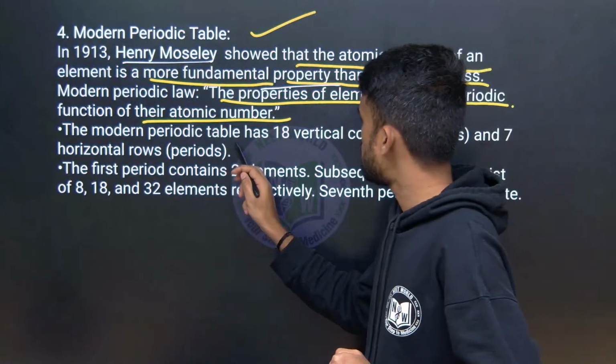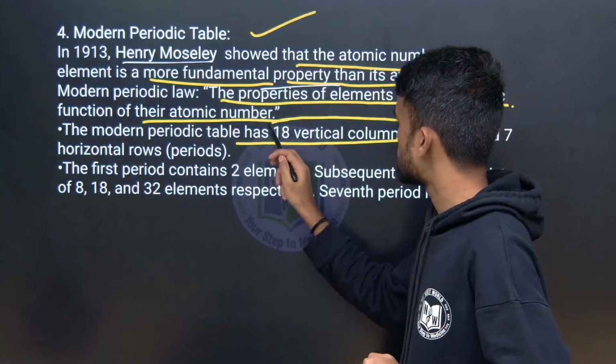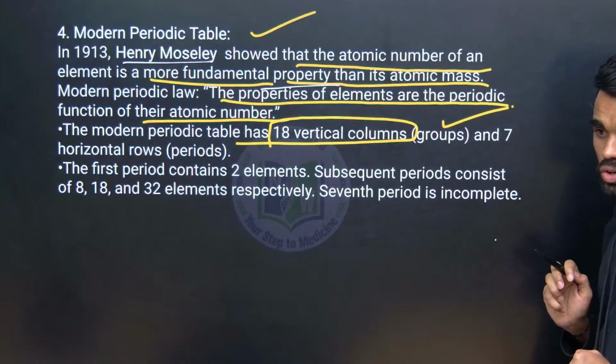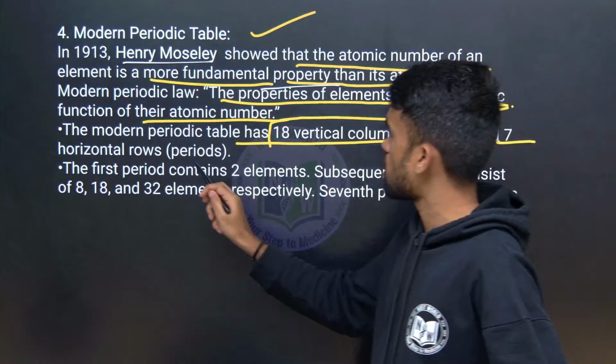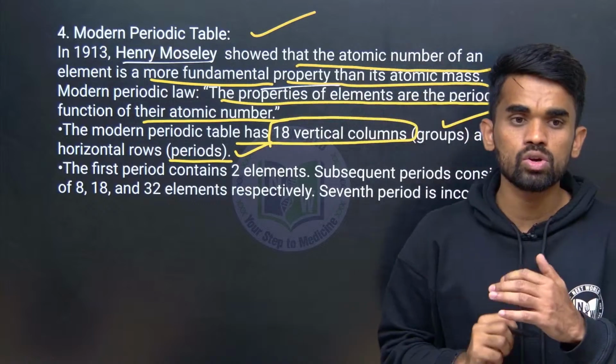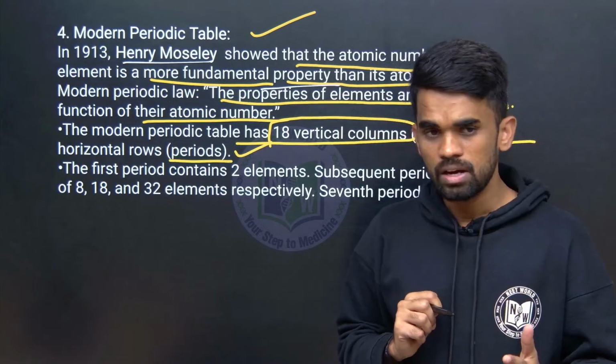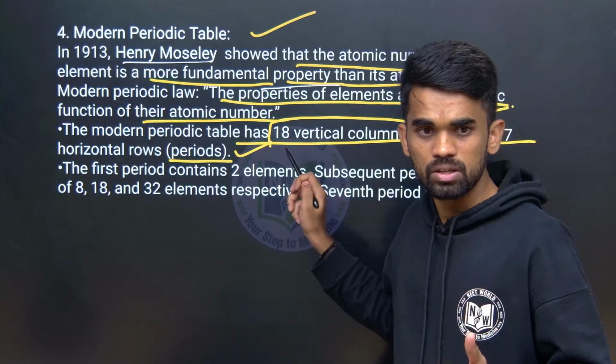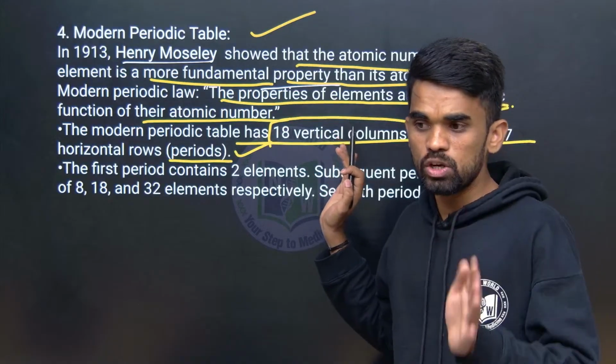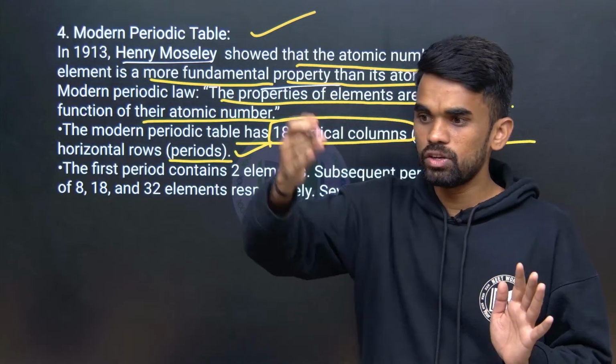The modern periodic table has how many vertical columns? 18. These are called groups, and 7 horizontal rows called periods. So how many rows are there? 7 horizontal rows, which we call periods. And how many groups are there? 18 groups are there.